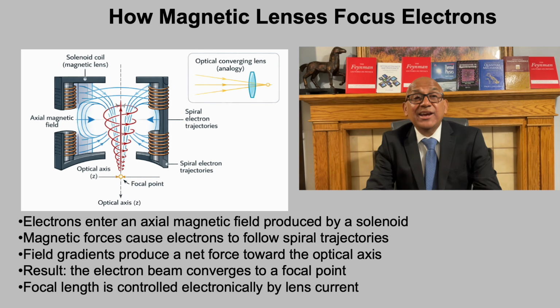This behavior is directly analogous to how a convex glass lens focuses light rays. The crucial difference is that a magnetic lens has no moving parts. By adjusting the current in the solenoid, we change the magnetic field strength and therefore adjust the focal length electronically.